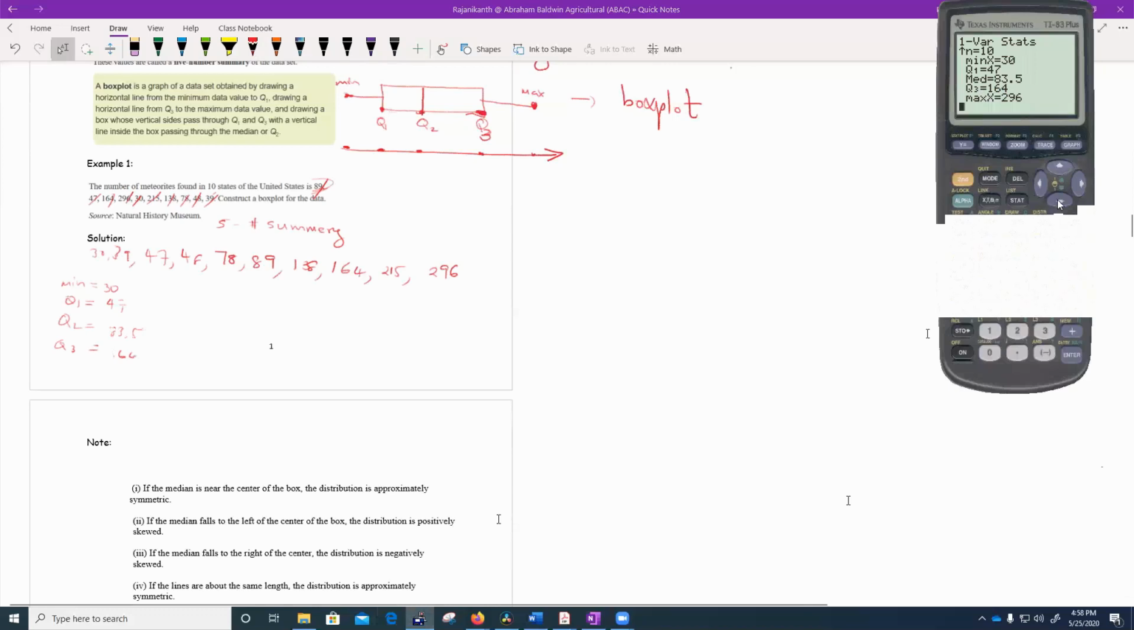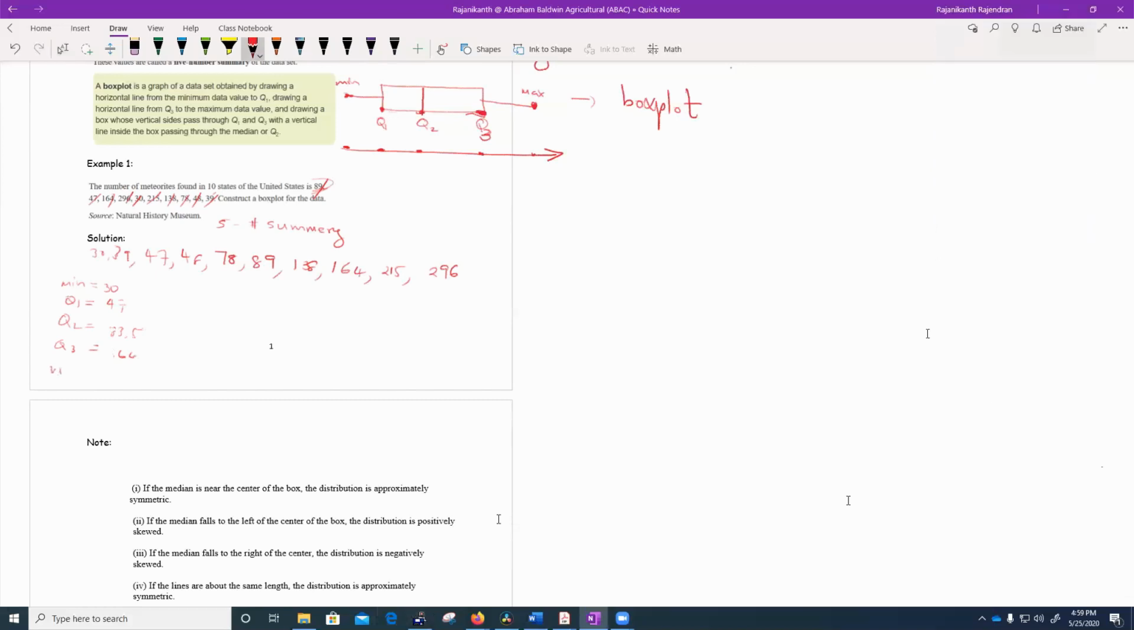Okay, and the last one, the maximum is 296. So first you need to find all five numbers. After finding all the numbers, you have to draw a real line. Now plot all five points.